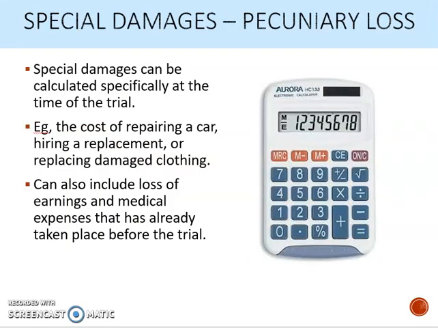On to special damages or pecuniary losses. These are much easier for the court. These are damages which can be specified at the time of the trial, so damages for injuries or costs which take place pre-trial.